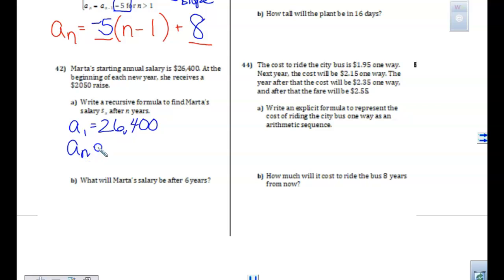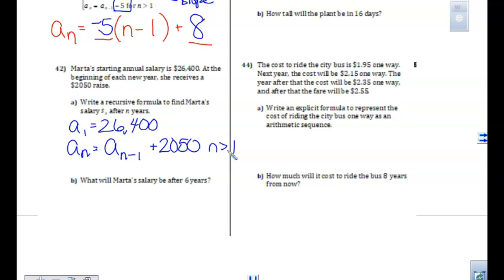So A sub n equals A sub n minus 1 plus 2,050. Again, you want to put "for n greater than 1," n greater than 1, however we're looking for.